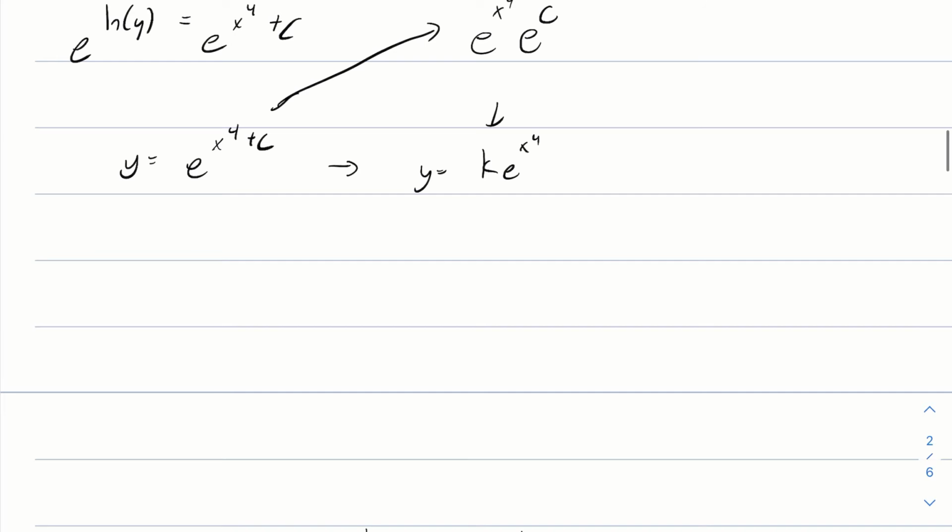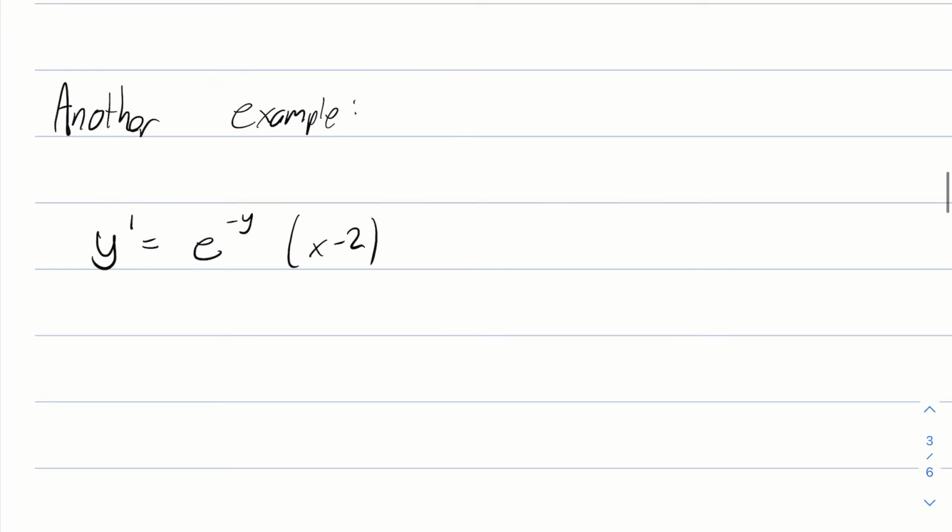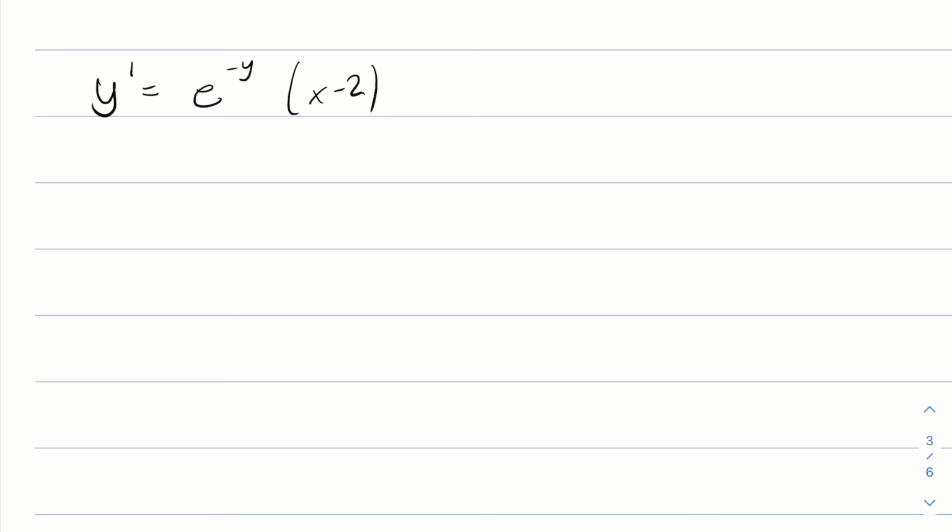Anyways. But yeah, this becomes k. You stick it down there, and y equals k x to the fourth. So these are called separable equations. And we got another example here: y prime equals e to the negative y times x minus 2.